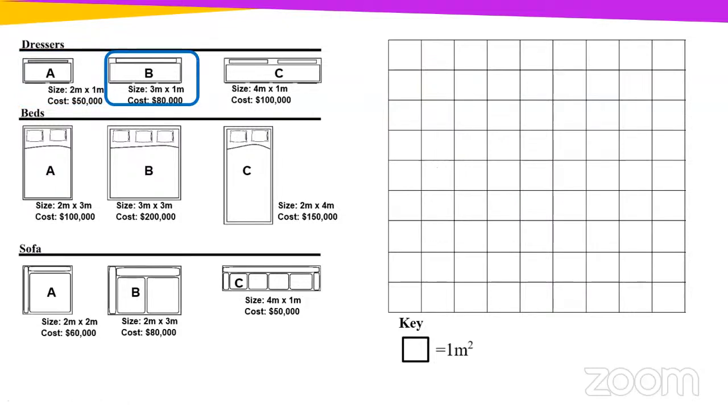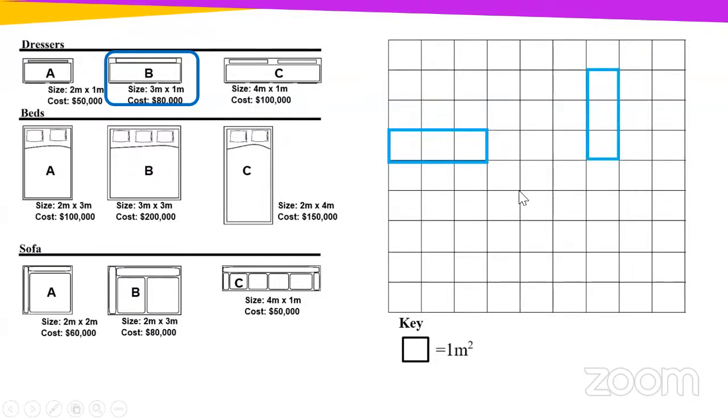Quickly, boys and girls, not rushing you, but in terms of how quickly you share in the chat, let's look at the dimensions of dresser B. We have 3 by 1 meter. How can we represent 3 by 1 meter? And what would be the area? I'm going to place it on our grid. We can represent it as a 3 by 1. Any other representation coming up in the chat quickly? 1 by 3. Very good, 1 by 3.